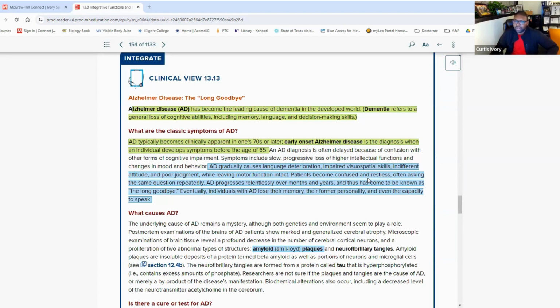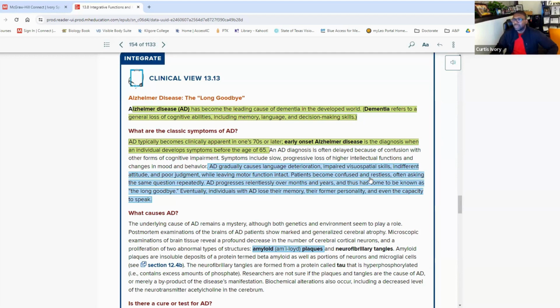Sometimes it progresses relentlessly over months and years. Eventually, they become restless. They're sometimes asking the exact same question over and over again. Sometimes they start having hallucinations every now and then. They lose their memory. They also lose their former personality, and then they eventually lose their capacity to speak because that portion of the brain, those neurons, essentially died.